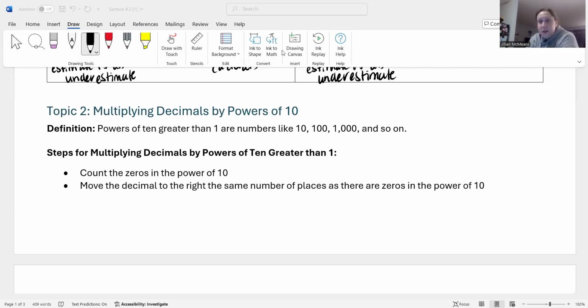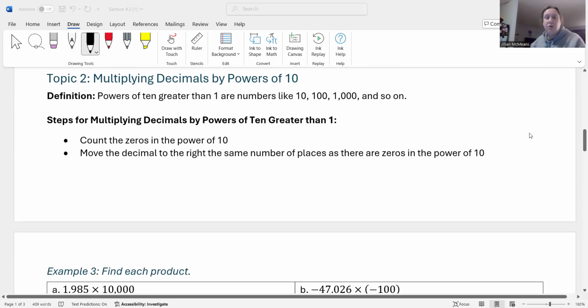So when it comes to decimals, we have some shortcuts when we're multiplying by powers of 10 greater than 1 or less than 1. So I wanted to do just a quick review of how you could multiply by powers of 10 greater than 1 and then again less than 1. Okay? So topic 2, multiplying decimals by powers of 10.